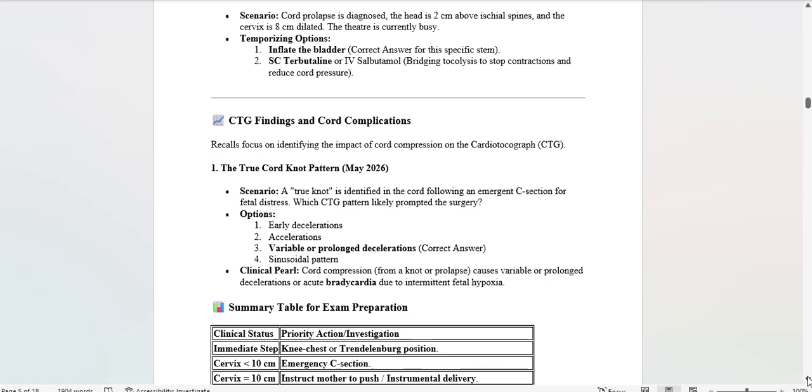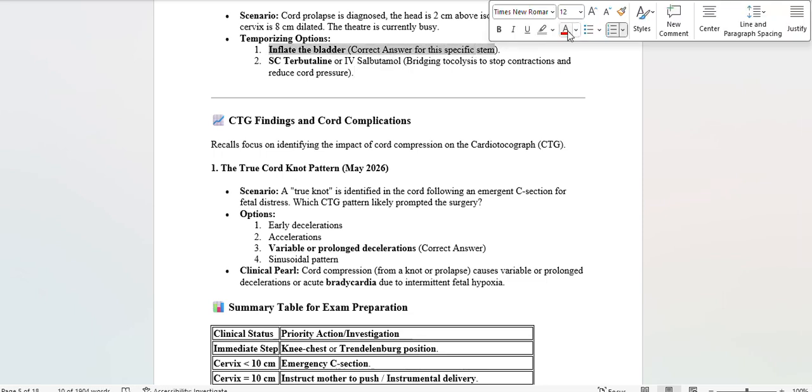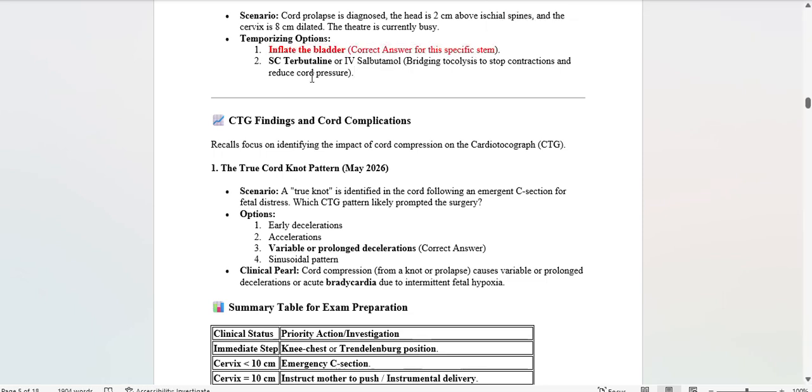So definitely, first of all, we have to elevate the fetal head. That is the most important step, right? So in this step, first we will inflate the bladder. Then the second step, we will do subcutaneous terbutaline or IV salbutamol bridging tocolysis to stop contraction and reduce cord pressure. But first we will inflate the bladder. Correct answer for this specific stem, right?